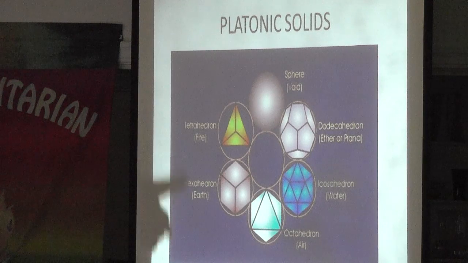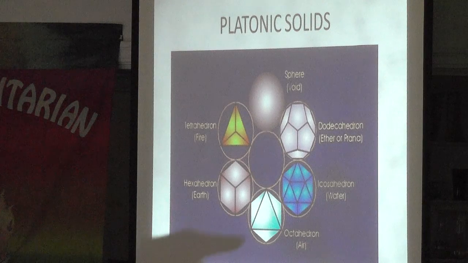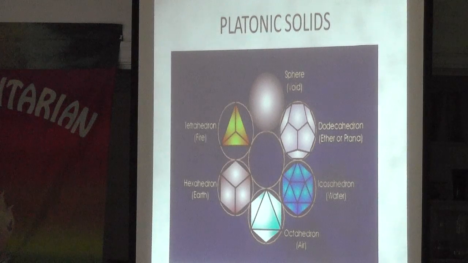So the tetrahedron is fire. The hexahedron, or the cube, is earth. The octahedron, the eight-sided, is air, and then we have the icosahedron, which is water. The dodecahedron is ether, or prana, or spirit, or universe.